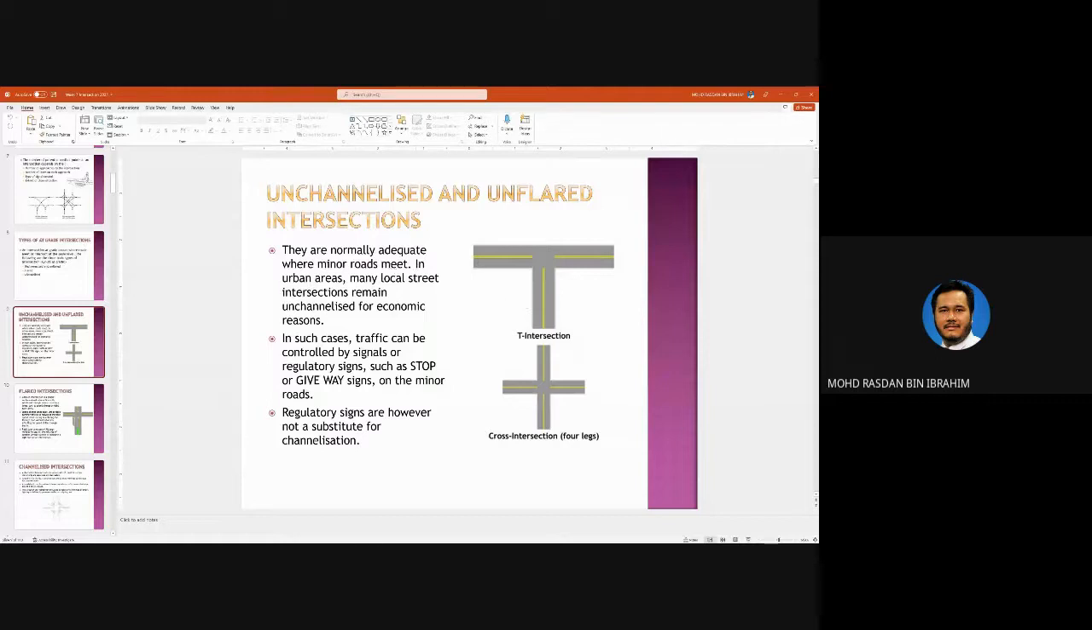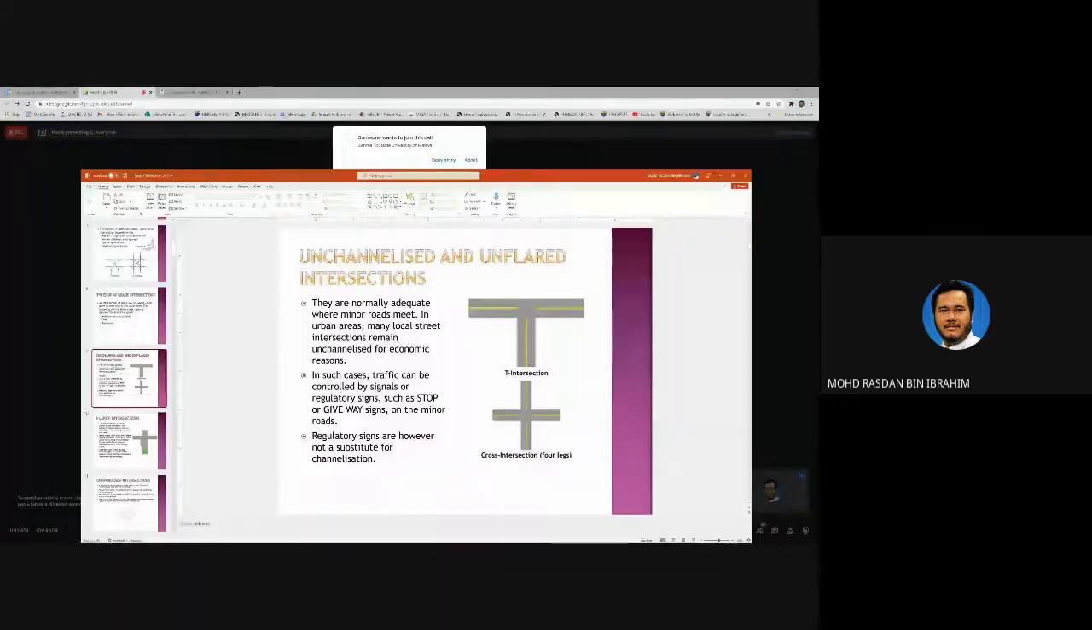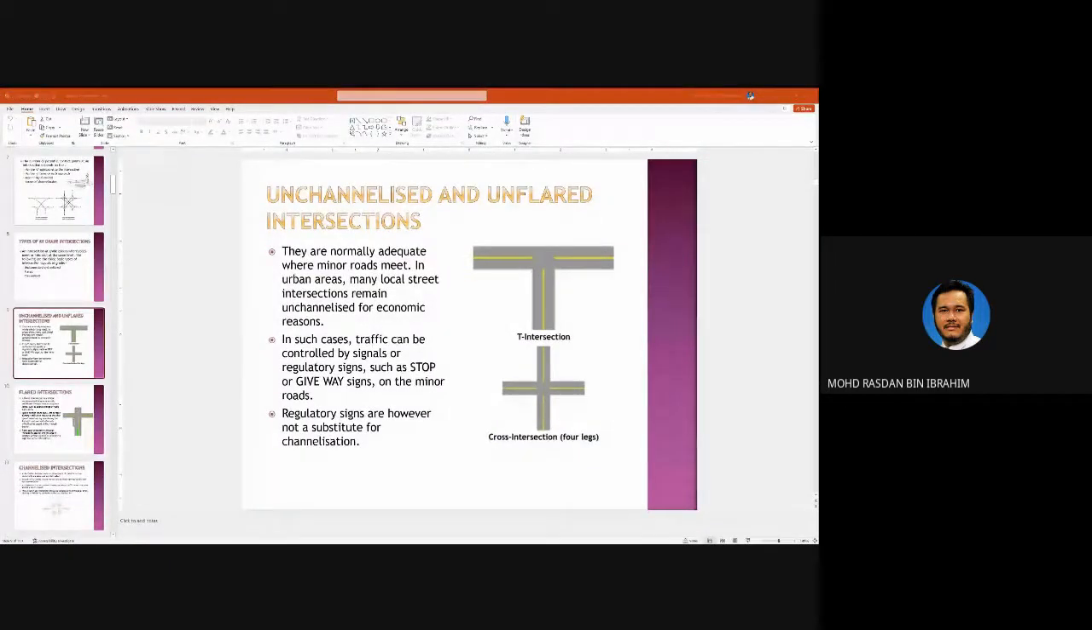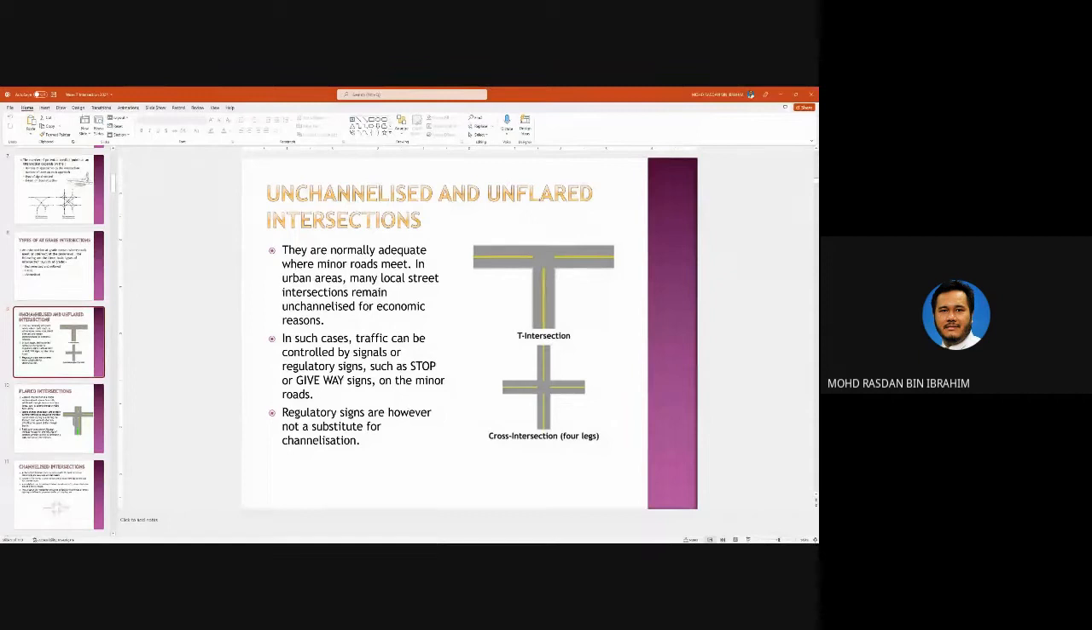Okay. So many local streets remain unchannelized for economic reasons, and also sometimes space. We don't have the space, especially in urban areas. So in such cases, traffic can be controlled by signals or regulatory signs such as stop or give way. Every intersection must be controlled. Okay, the minimum control is stop signs or give way signs.